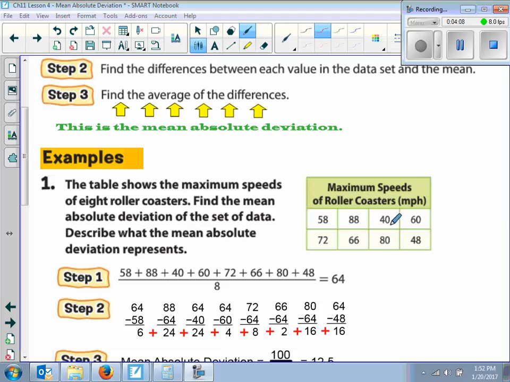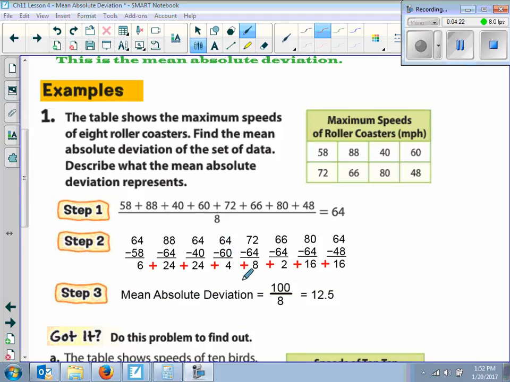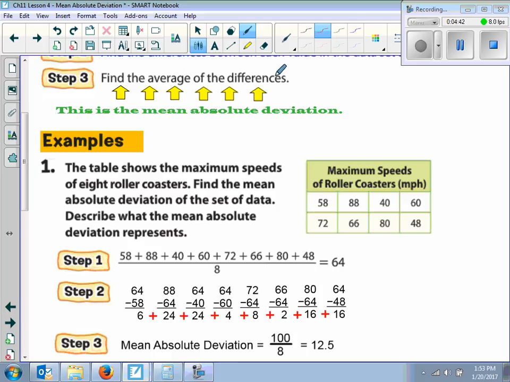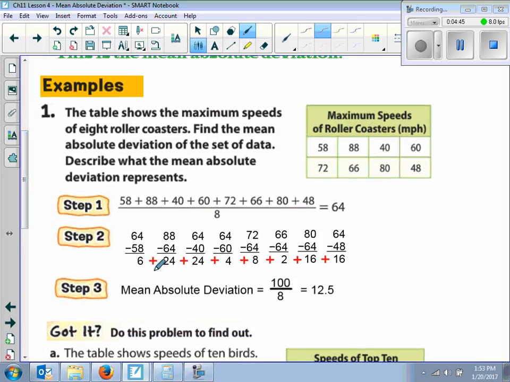For 40, the mean is bigger than that, so it's going to be 64 minus 40. Then we finish getting the differences between the mean and each of the data values. And then we want to find the average of the differences. Okay? So step 3 is find the average of the differences. That's why I put pluses in here so you can see that I'm adding each one of those differences. Is everybody clear?